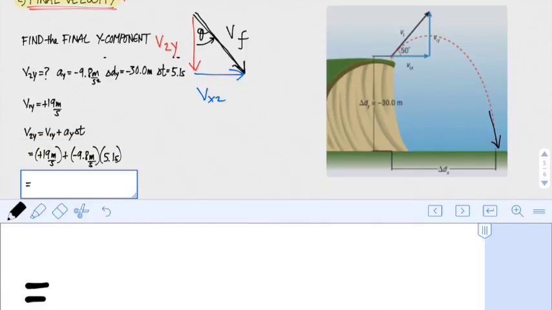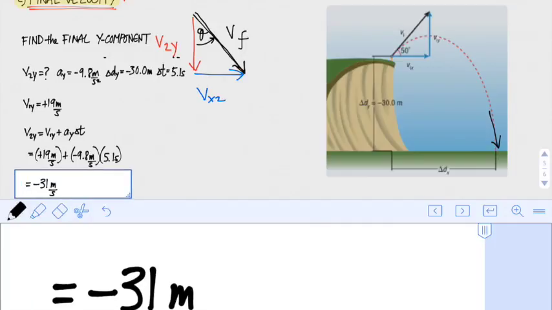If you punch this into your calculator and report your answer to 2 significant digits, you should get negative 31 meters per second. The negative sign implies that the final y component, just as we have drawn, is in the downward direction. So we can say that v2y is negative 31 meters per second.